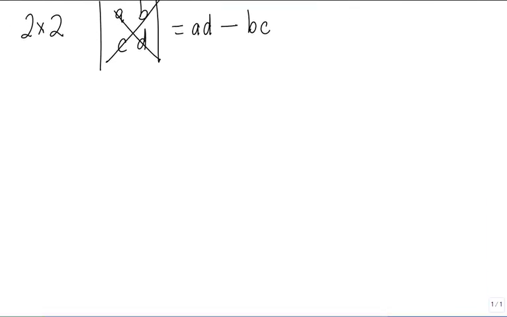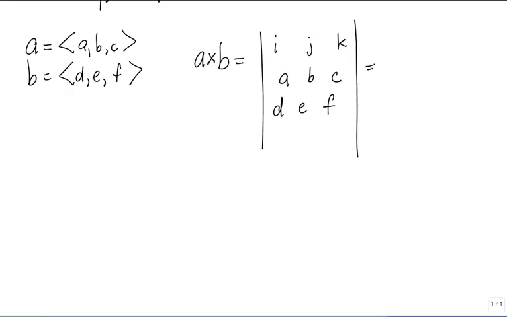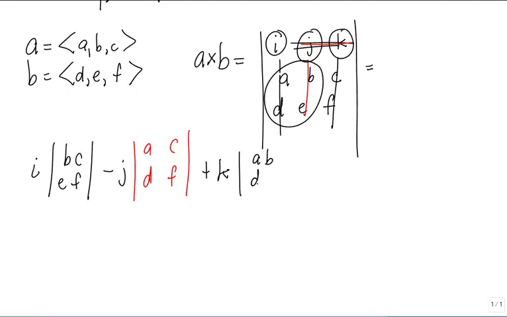Now, if we use the unit vectors i, j, k, and if A is the vector A, B, C, and B is the vector D, E, F, then A cross B, we're going to work it as i, j, k, A, B, C, D, E, F. Now remember, the determinant of a 3 by 3: we're going to take i, cross it out, and we're left with the determinant B, C, E, F. Minus j, we cross that out, we're left with A, C, D, F. Plus k, we cross it out, and we're left with A, B, D, E.